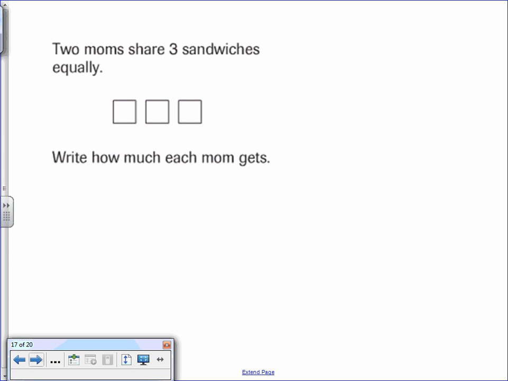2 moms share 3 sandwiches equally. Write how much each mom gets. 2 moms, 3 sandwiches. We know each mom is getting a whole sandwich, right? 2 ways to do it, right? First, we can divide each one in half. Second, we can give 1 to each mom and then divide the remaining. How much does each mom get? Christian? 1 1/2. Mom A, Mom B, split the last one in half. 1 1/2 sandwiches.